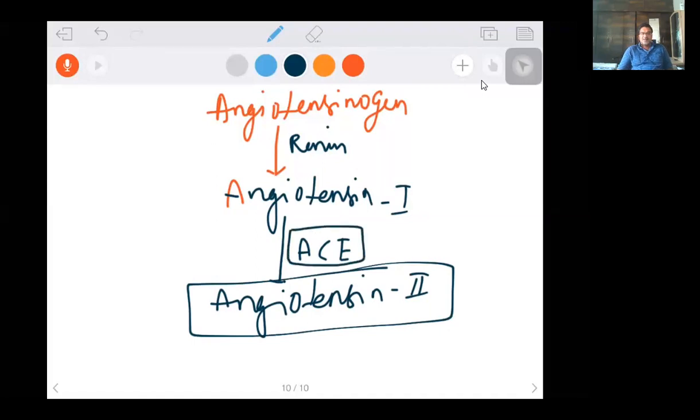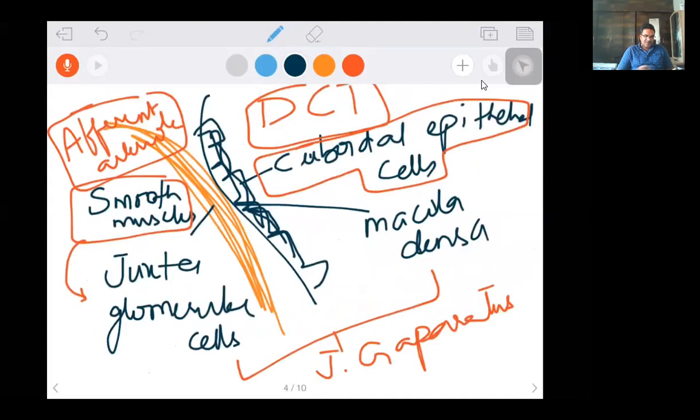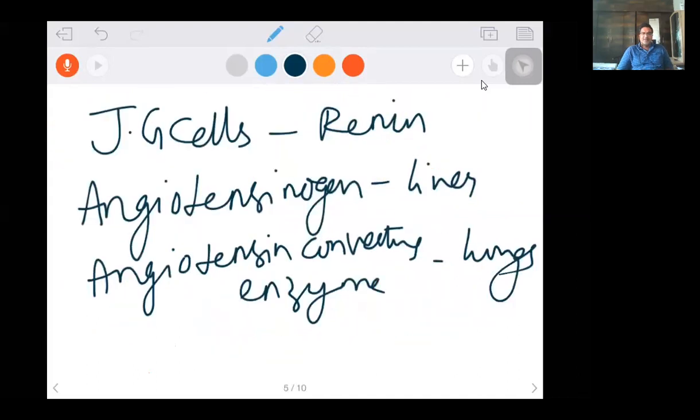When it comes to the text, there is some great confusion. People say it like this: angiotensinogen from the liver is converted into angiotensin 1 by renin, which is from the juxtaglomerular cell. Angiotensin 1 is converted into angiotensin 2 by angiotensin converting enzyme of the lungs. Likewise, they said. That's why I made some separation. I already introduced this to you: juxtaglomerular cells are going to secrete renin, angiotensinogen is from the liver, angiotensin converting enzyme is from the lungs.